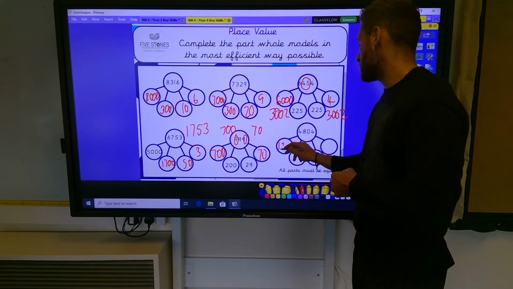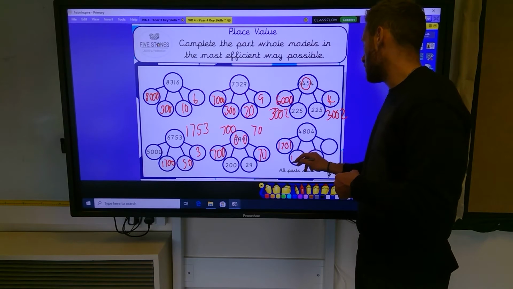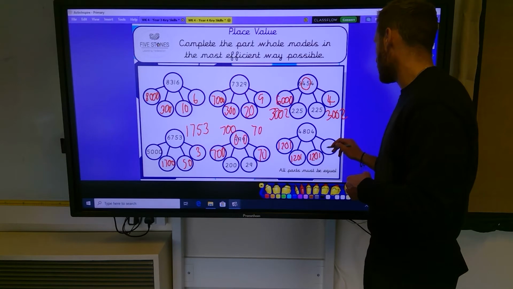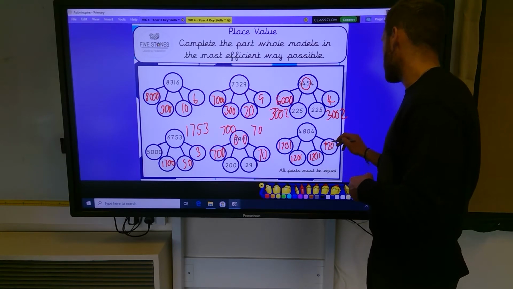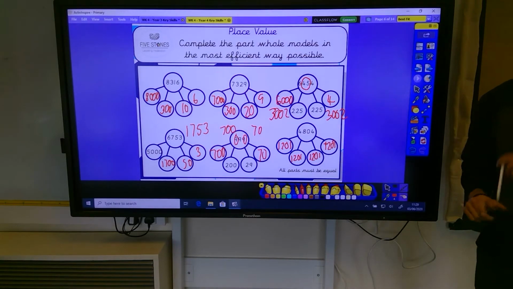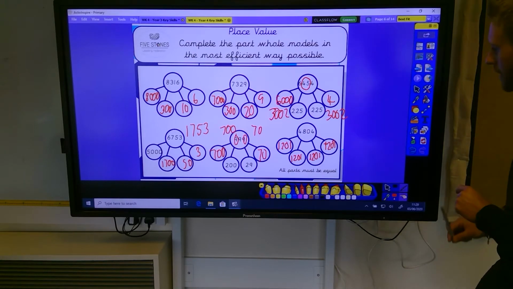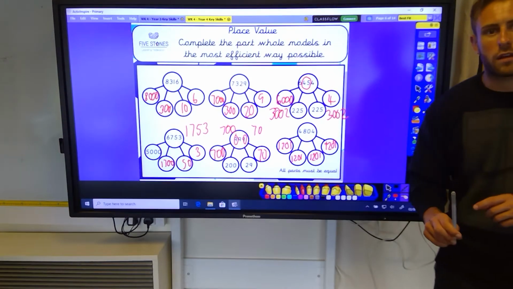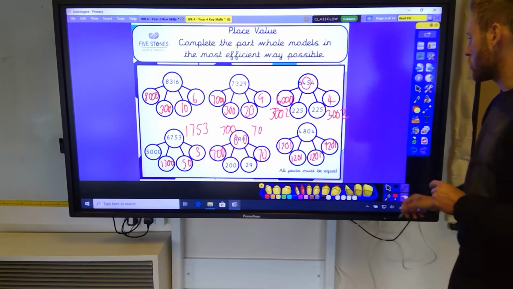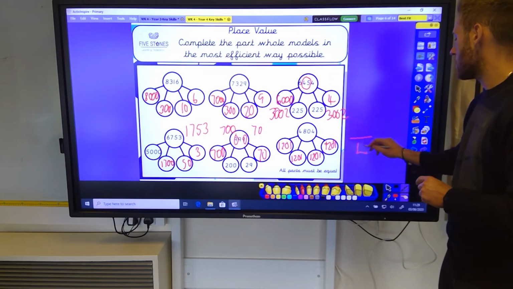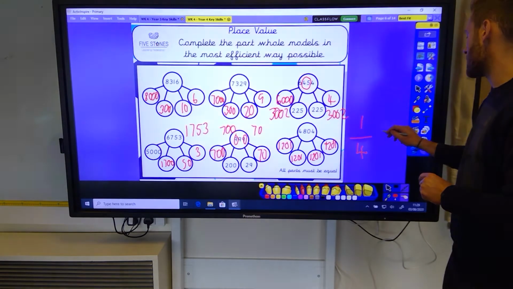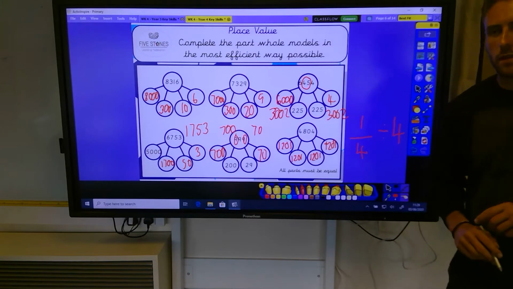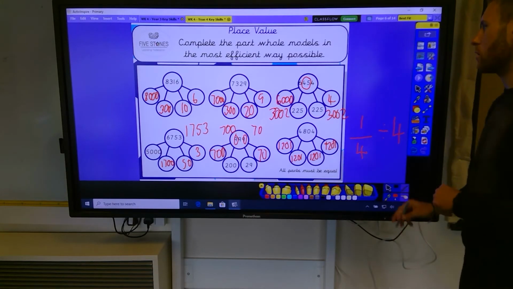So 1,201, 1,201, 1,201, 1,201. So fantastic, you managed to spot that relationship. This is exactly the same as quartering a number. So quartering a number, finding a quarter of a number, or dividing the number by 4. Okay, so fantastic, you managed to spot what I was asking of you there.